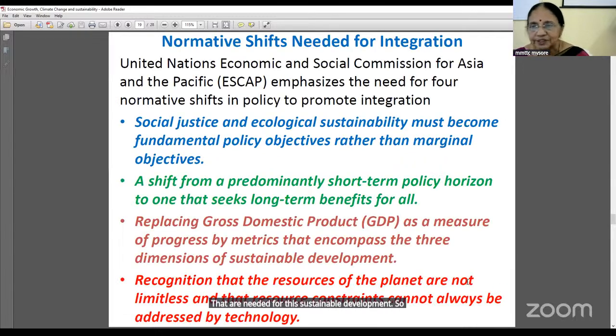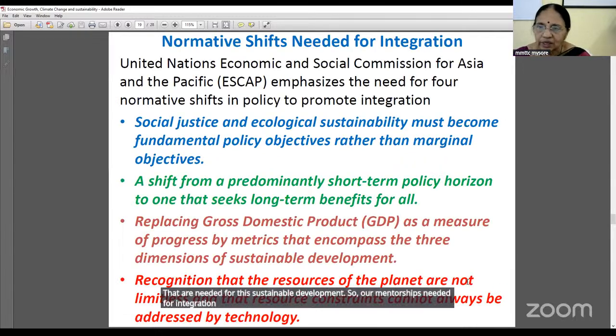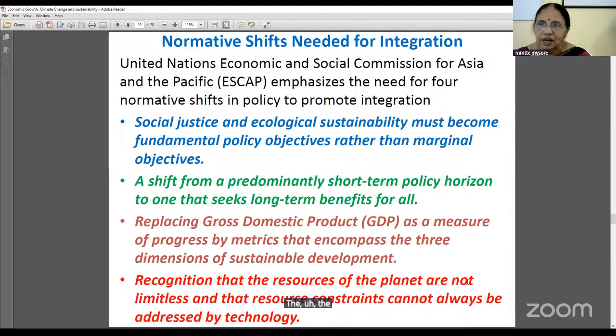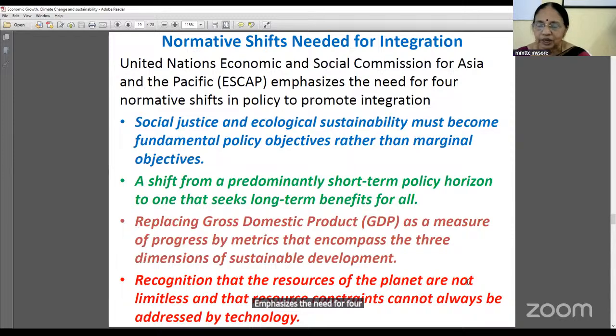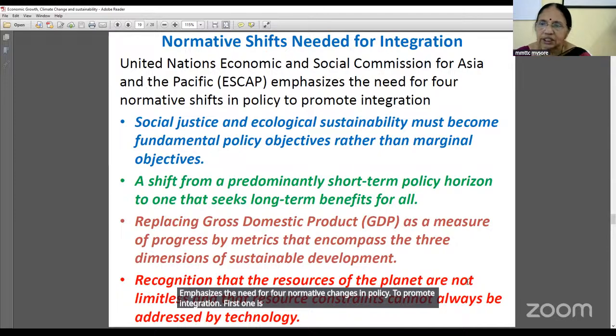So normative shifts are needed for integration. As I told you, sustainable development calls for greater integration and greater partnerships and collectiveness and system thinking. That is why some normative shifts are needed. The United Nations Economic and Social Commission emphasizes the need for 4 normative changes in policy to promote integration. First one is social justice and ecological sustainability must become the fundamental policy objective rather than marginal.